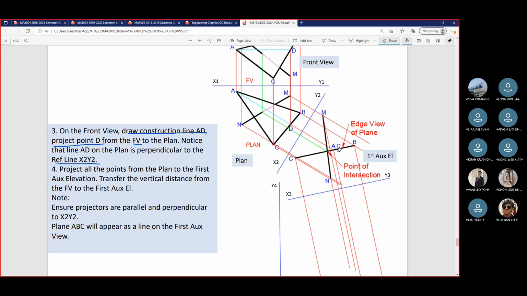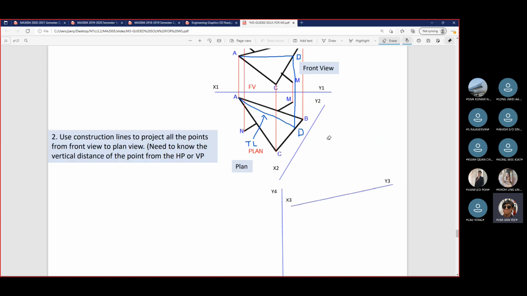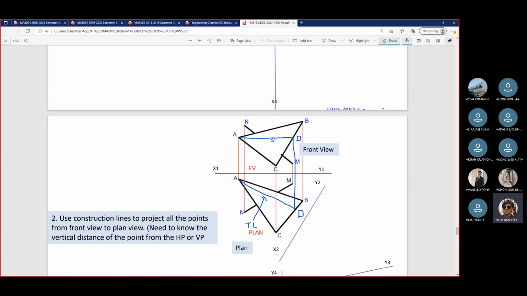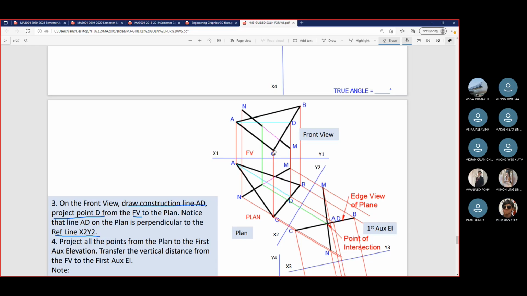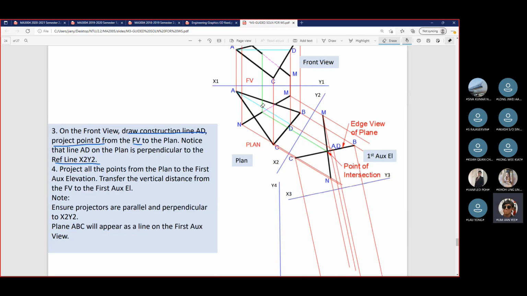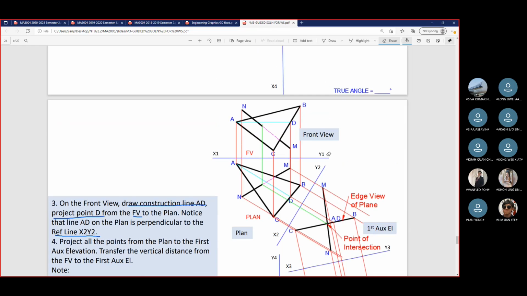Okay, AD. You'll note that CB is also not parallel to this line. NM is not parallel to this line. So there's nothing to work off. Okay, so you see here.